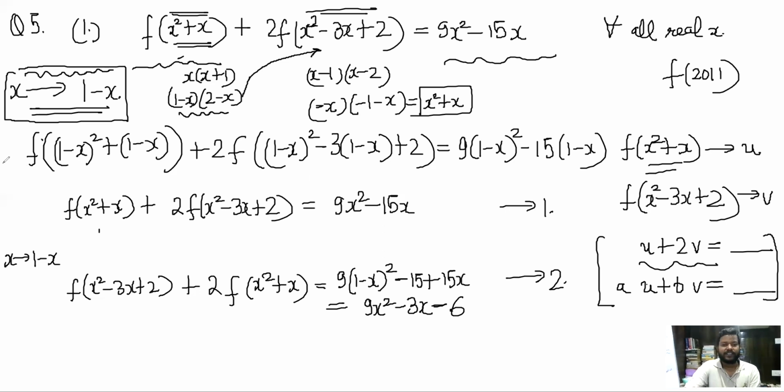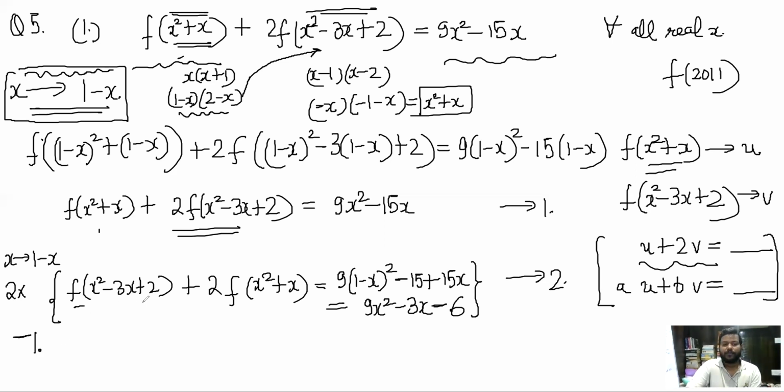What I will do is I'll just solve for f of x squared plus x. How can I solve for that? I have to eliminate this, right? To eliminate this, I'll multiply this whole equation by 2, and from there subtract 1, right?